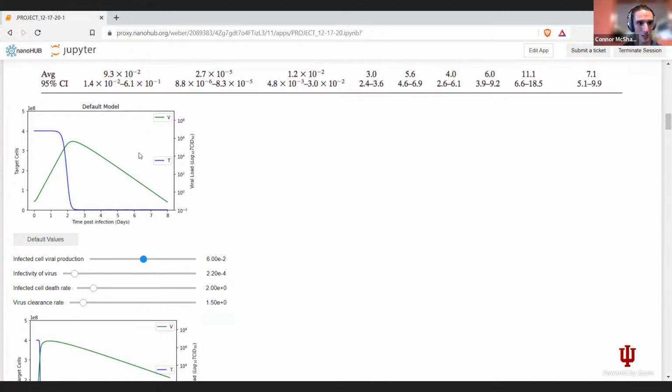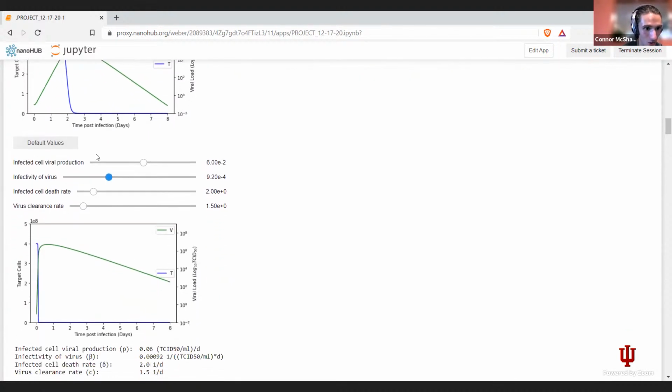I feel like that could have been added in a way that made this relationship here clearer. We can also change the infectivity of the virus. Oh, sorry, I was looking at the default plot. And here, let me put this to a more reasonable value so that it spreads out a bit more. And once again, this is going to make that curve steeper as the virus has an easier time infecting cells.